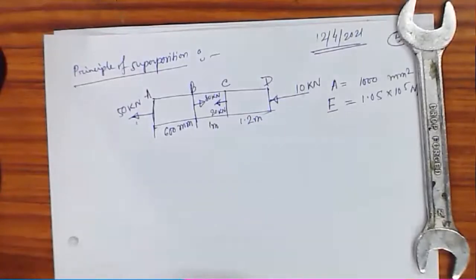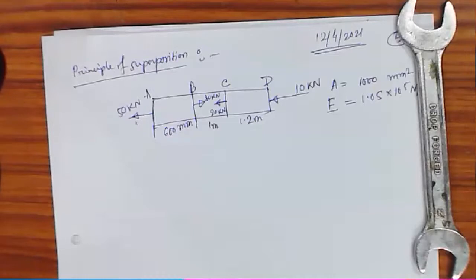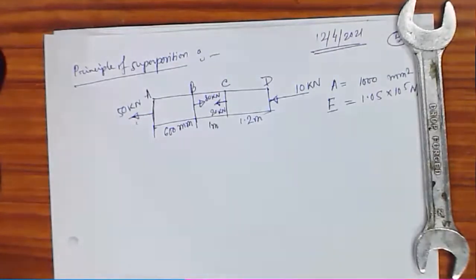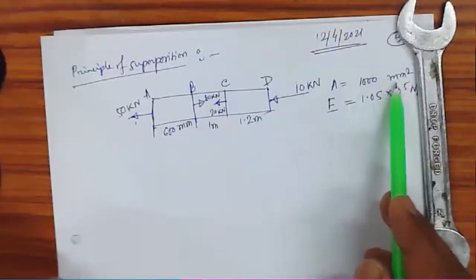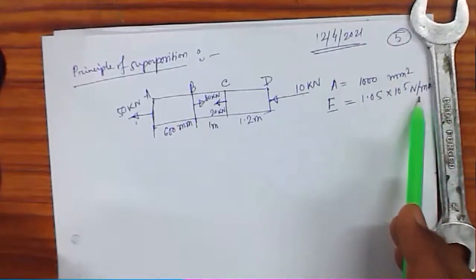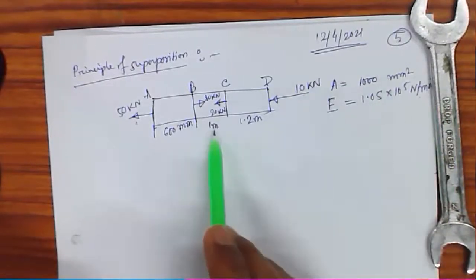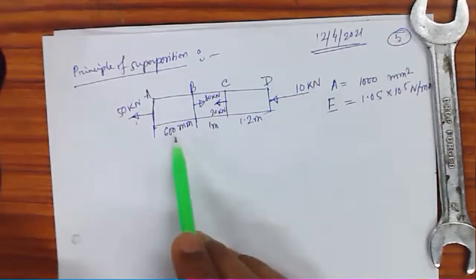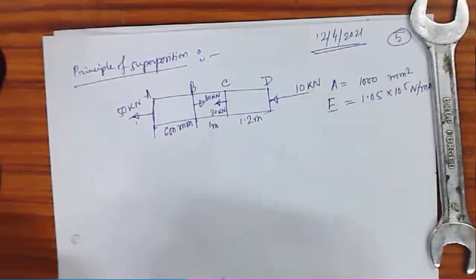Now, whenever we see this, we must look at the units. We have to use the same unit for every section. So here the cross section is 1000 millimeter square. Here it is given in millimeter square, and here it is meter, here it is meter, and here again millimeter. Okay, so you have to be very careful on this.